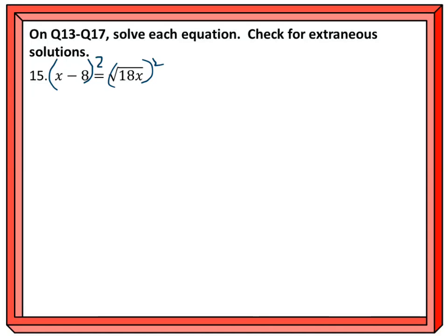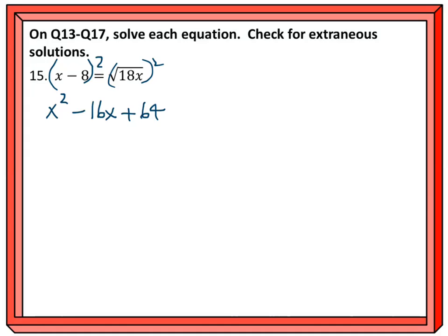Square and square. On the left-hand side, I have the square of a binomial, which is, if you remember the shortcut, the first one squared. If it's minus, the second term is minus. You take the 8 times x and then double it, so 16x. And then plus the last one squared, 8 squared, 64.